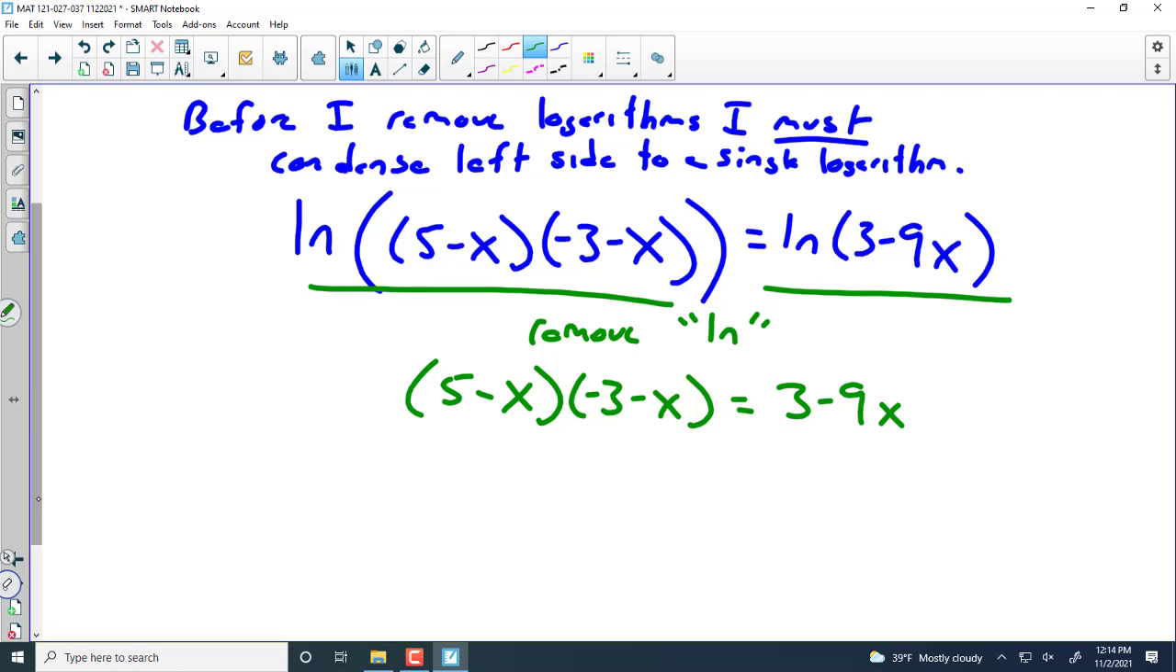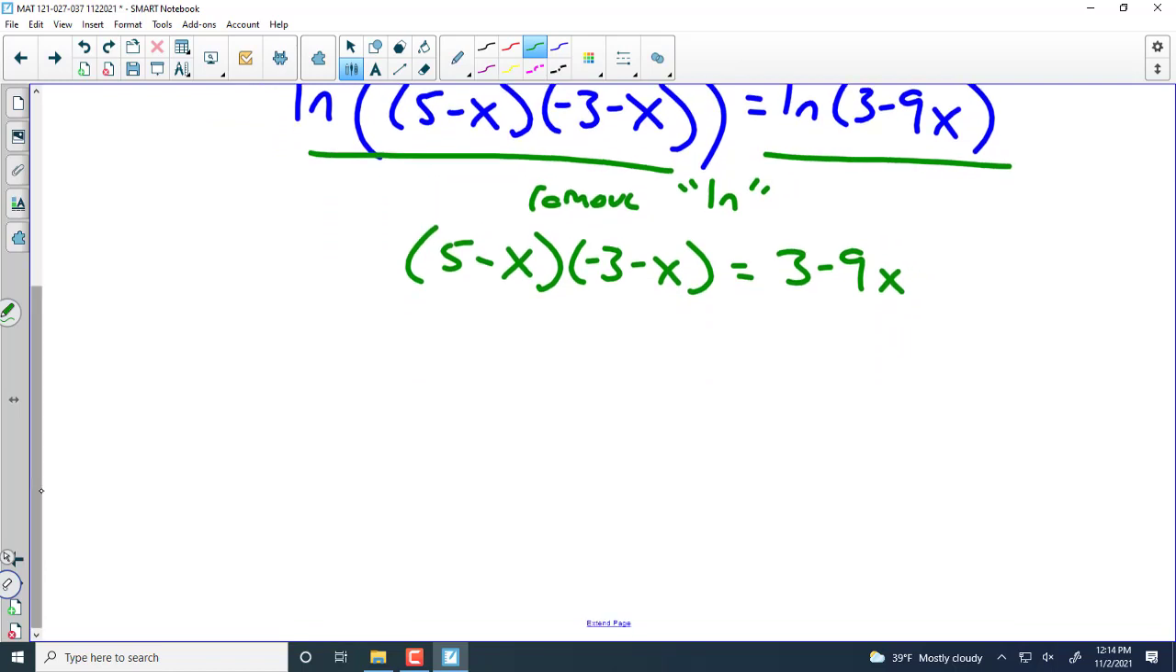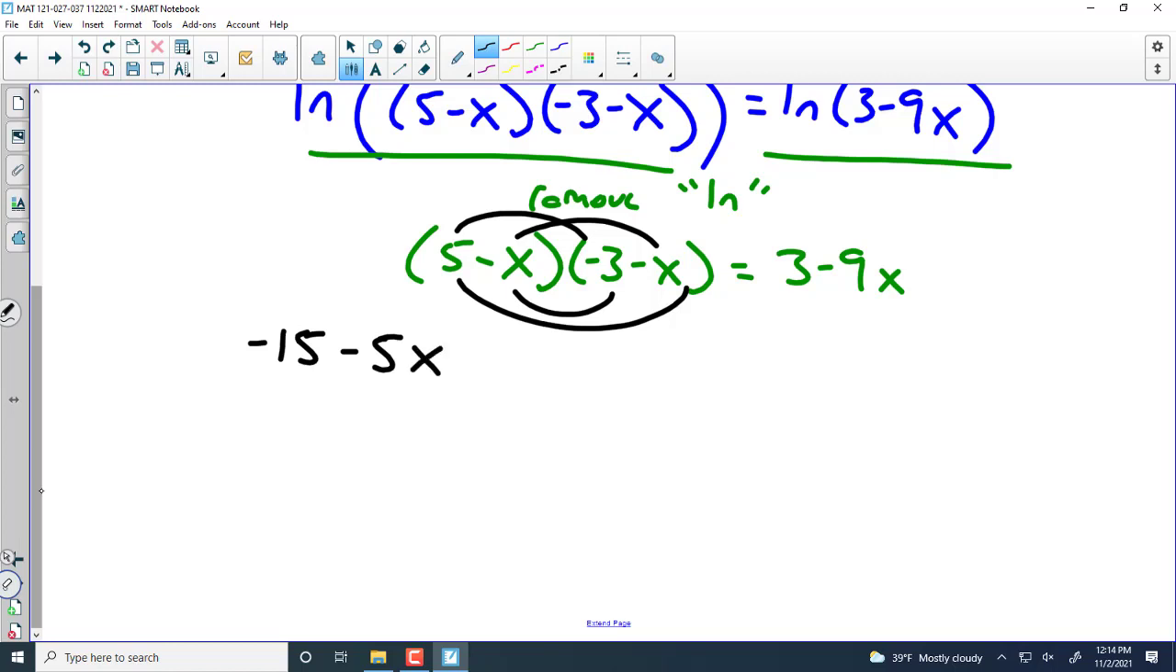Foiling with all these negative numbers is a pain, so I would not try to FOIL this in your head. I would do it one step at a time. 5 times negative 3 is negative 15. 5 times negative x is negative 5x. Negative x times negative 3 is positive 3x. And negative x times negative x is positive x squared. I didn't try to do anything fancy or do anything in my head. I just FOILed that out.